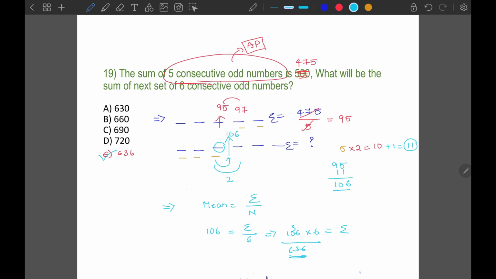And we can also find it in another way. The next consecutive numbers are 99, 101, 103, 105, 107, 109, and so on. We can find the sum of all the numbers, and in this way also we get the same answer. But to reduce the calculations, we have used this technique.